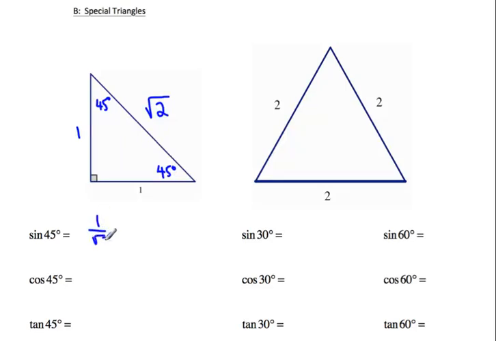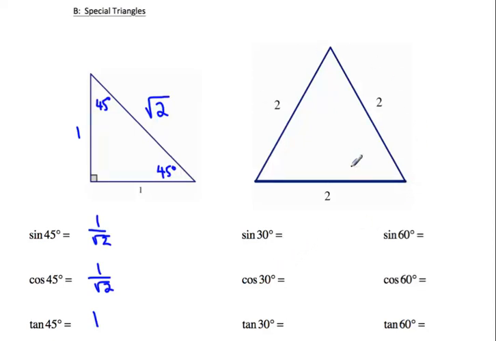We can see that if this is the angle, this is opposite, this is hypotenuse, so the sine ratio is 1 over root 2. And because it's an isosceles triangle, the cosine ratio, adjacent over hypotenuse, is also going to be 1 over root 2. And the tan ratio, which is opposite over adjacent, is just 1 over 1, which is 1.